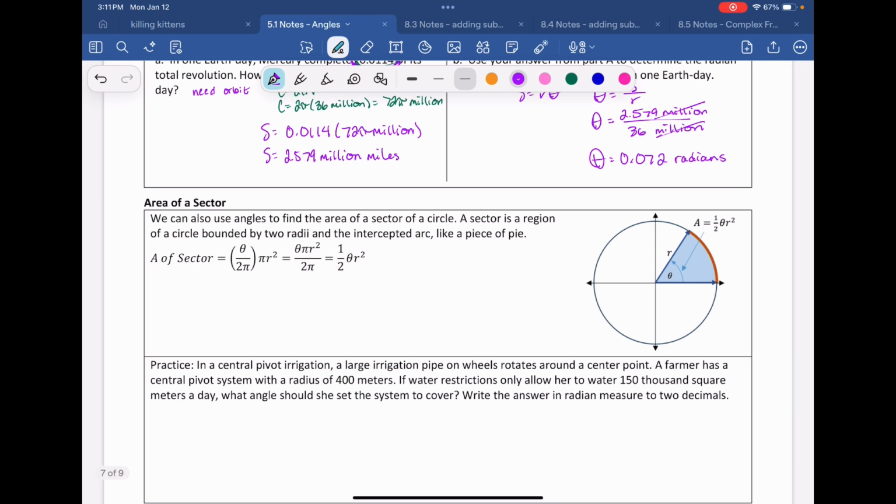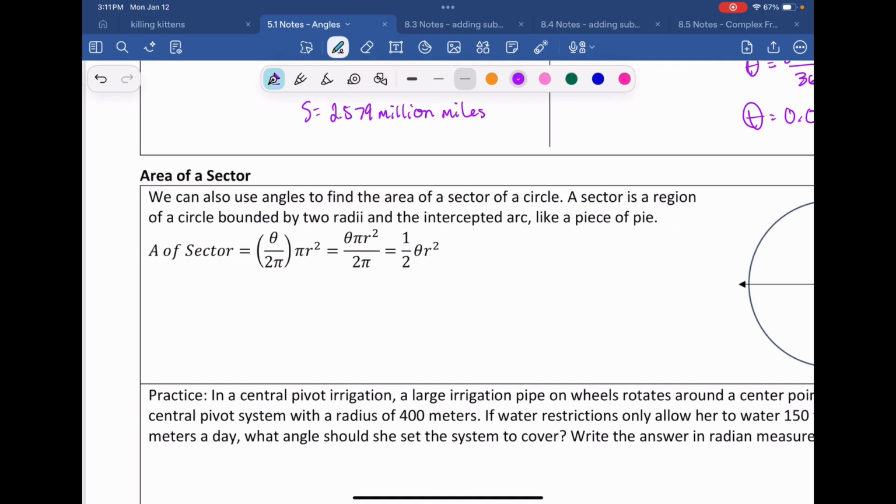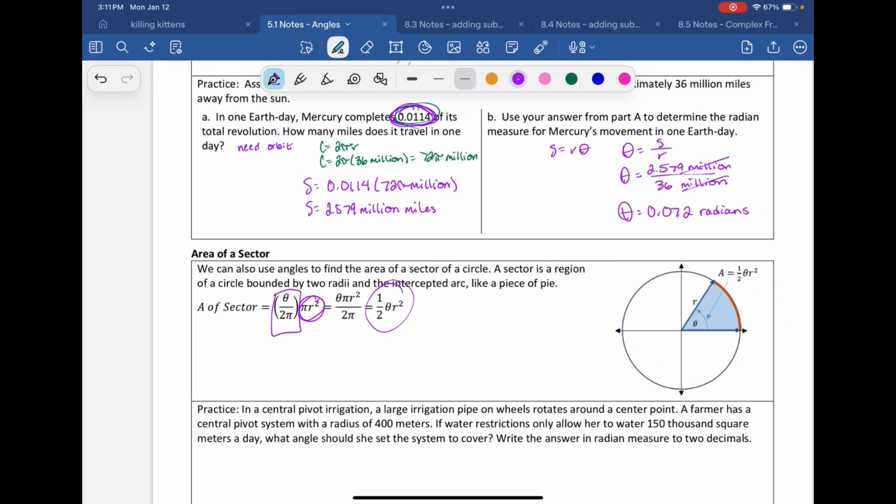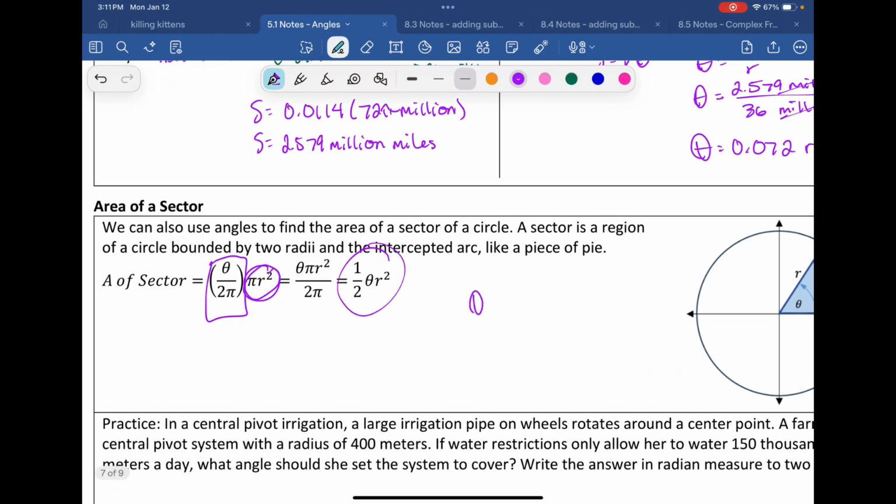All right, area of a sector. This is a piece of pie. I know it sounds so silly, but that's what it is. You're finding the amount of pie you have, the amount of your circle. All right, so this is how we get it: it is a fraction of the area. Here's your area. Here's your fraction. If we simplify it, we get 1/2 theta times radius squared, where again, theta is your angle in radians.